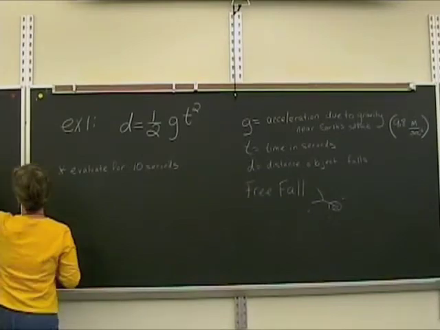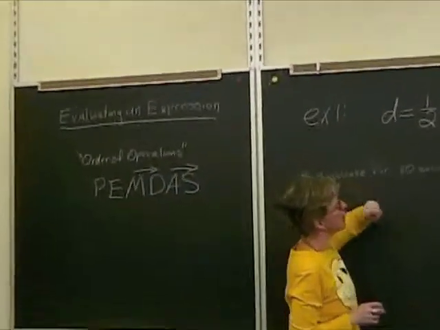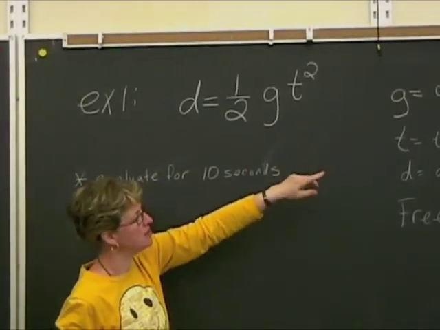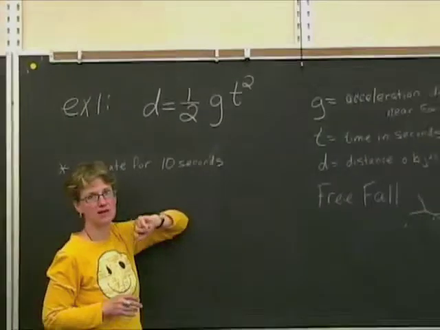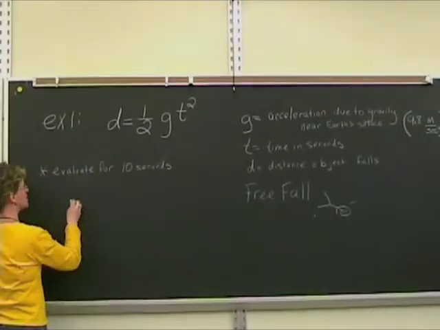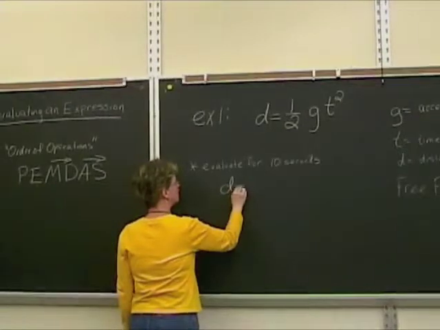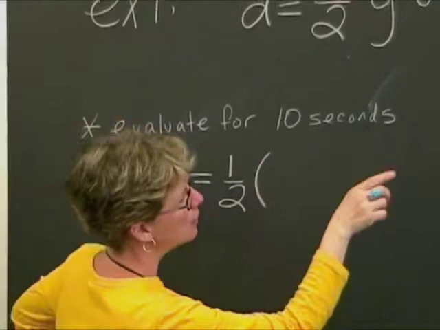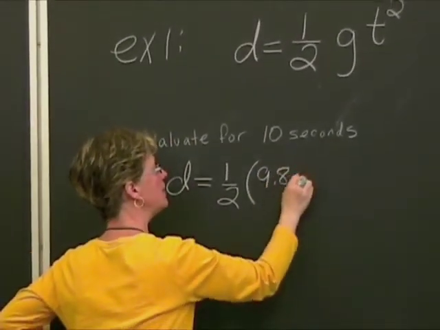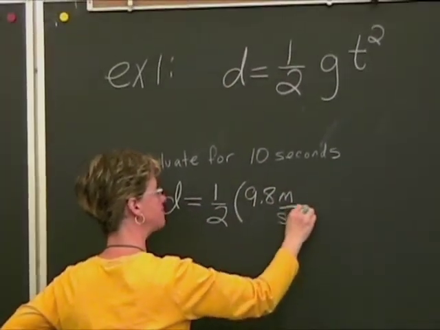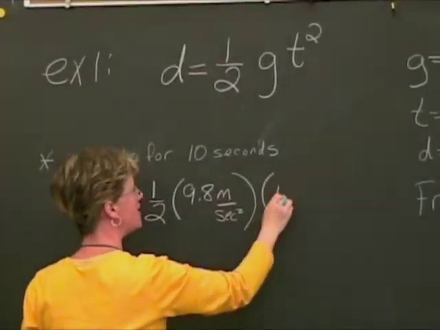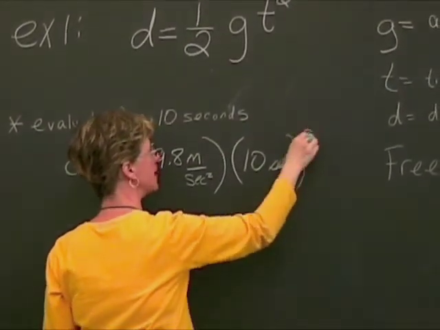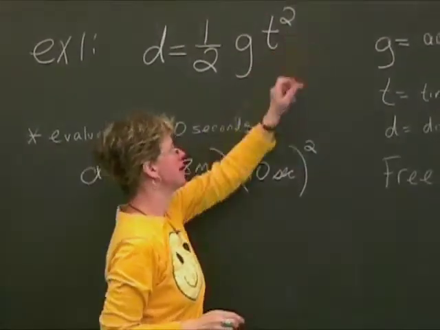So we've got an evaluated expression to do this. We're going to plug 10 in for t, and we will put our gravitational constant of 9.8 meters per second squared in for g. So we're going to do that substitution step. So the distance the object will fall will be 1/2 times our g, which is 9.8 meters per second squared, times 10 seconds, and of course that's going to be squared because it's t to the second power.